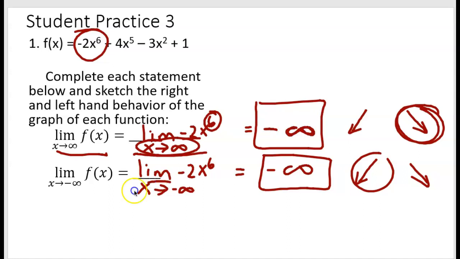And when you go to the left, we just look at the left side, and that's also negative infinity because it still goes down.